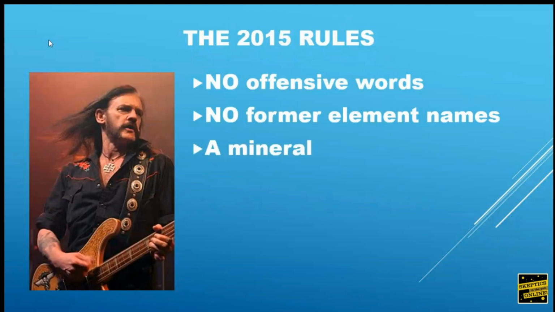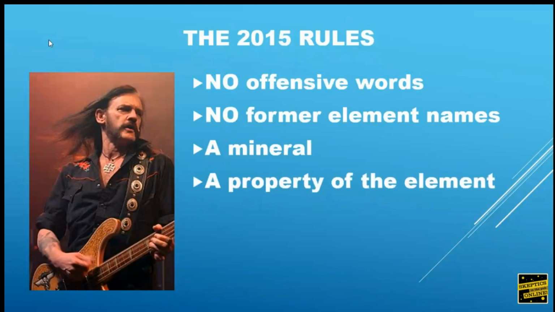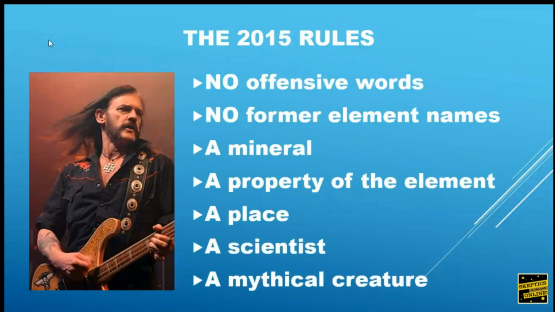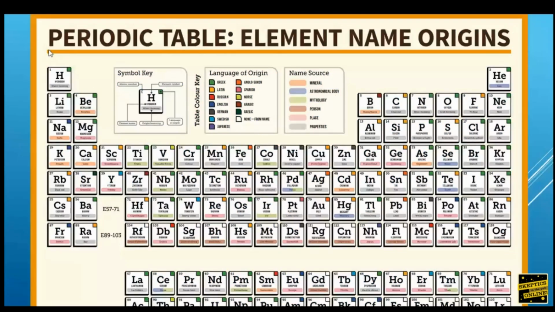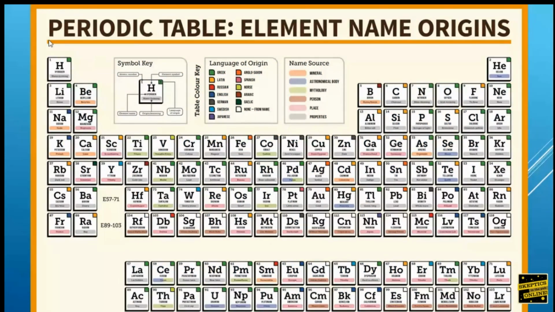You can name an element, however, after a mineral if you want to. You can name it after a property of the element, something that it has and does. You can name an element after a place, a scientist, or a mythical creature. Now that sounds like it's quite a narrow scope. It's actually the complete opposite. Every single element on the periodic table, this was designed by a guy called Andy Brunning at Compound Interest, fantastic chemistry educator and science communicator.